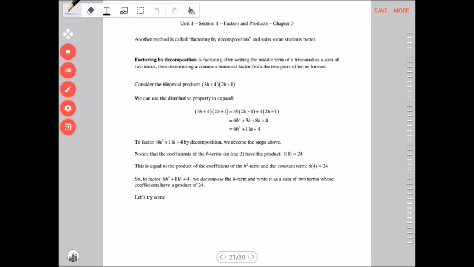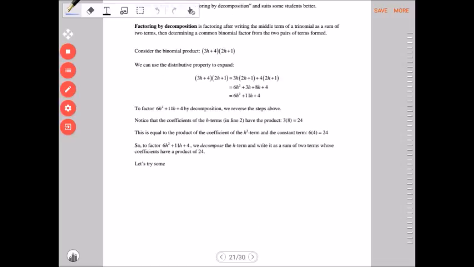Let's consider these two binomials, 3h plus 4 and 2h plus 1. We can use the distributive property to expand this, and this is not the same as FOIL. So we're not just going to FOIL these, we're going to do something different. I'm going to take the 3h and multiply those first. Then I'm going to take the plus 4 and multiply those two. See how I kind of separate it out like that? So 3h and 2h is 6h squared. 3h and 1 is 3h. Then 4 times 2h is 8h. And 4 times 1 is 4. Combine our like terms, and I get 6h squared plus 11h plus 4.